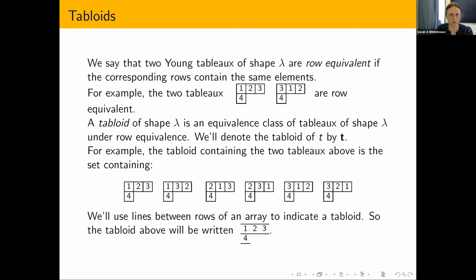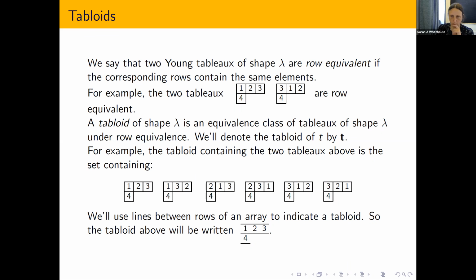Each tabloid contains exactly one standard tableau. Yes, I think that's right, because for each row, there'll be exactly one choice where the row is in increasing order. So that's correct, yes. Okay, so that's what tabloids are, these row equivalence classes.